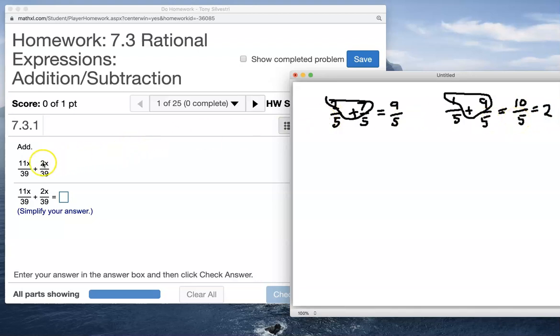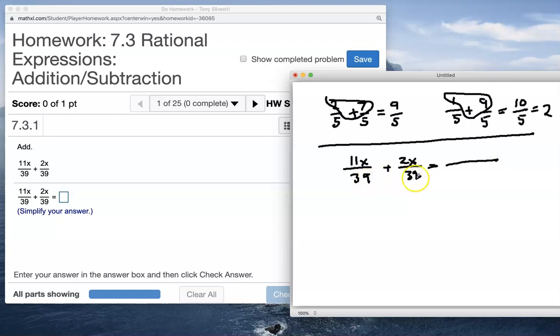So let's take a look at this problem over here. I see this as 11x over 39 plus 2x over 39. Well, I'm extremely happy because the denominators are the same. That's a 9. That's a 9. And if the denominators are the same, the end answer is going to have the same denominator. And then all you've got to do is just add the tops.